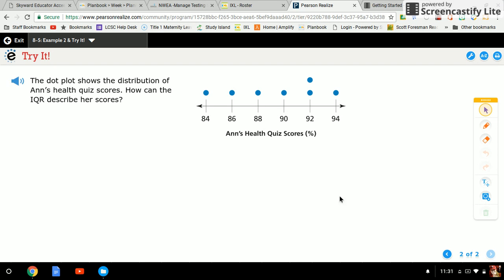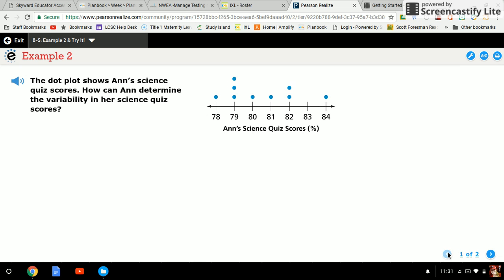So here's your example. If you were trying to figure out what your box and whisker plot would look like, you'd have to figure out your mean, your minimum, your maximum, your first quartile, and your third quartile. All right, why don't you pause the video and go ahead and figure out all of that information.